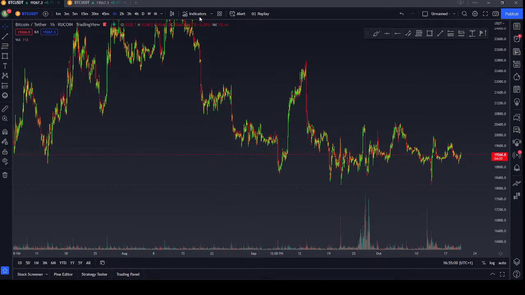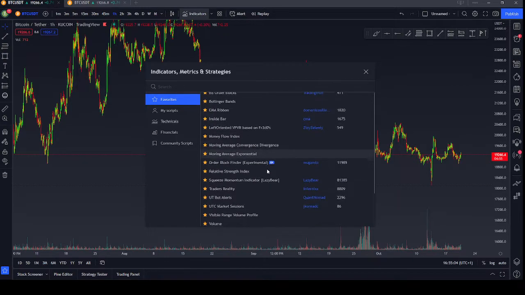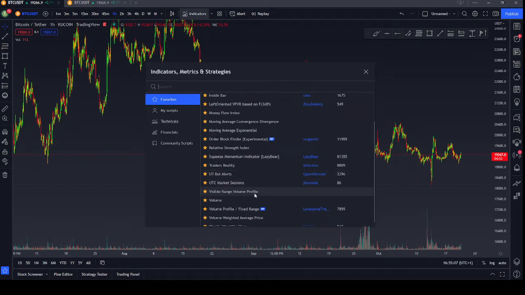To start off, head over to your indicator box section, and then look for the visible range volume profile. This isn't a community-based indicator, so it's one of the stock ones. Just type in VRVP and it will come up with this one. Save it. I always save the ones I use into my favorites.